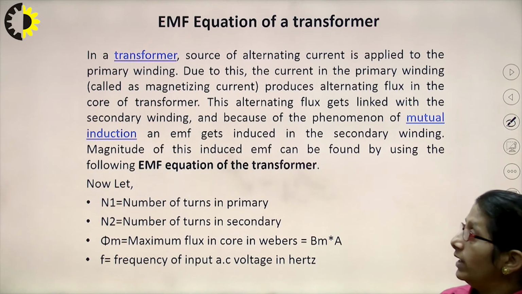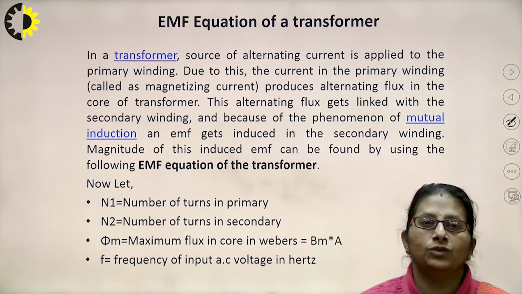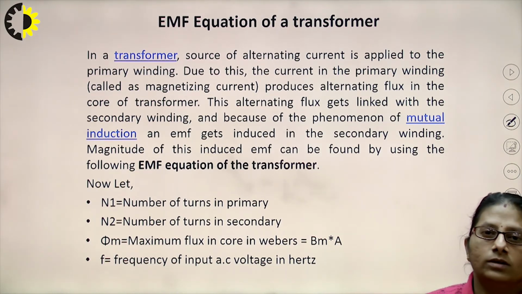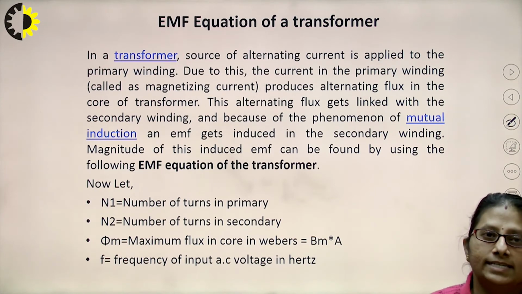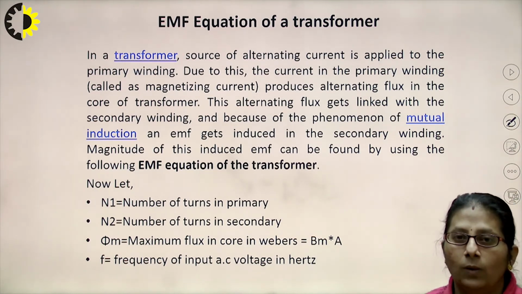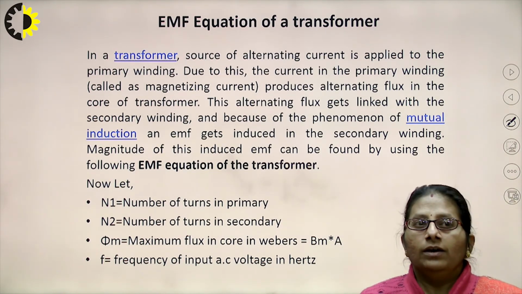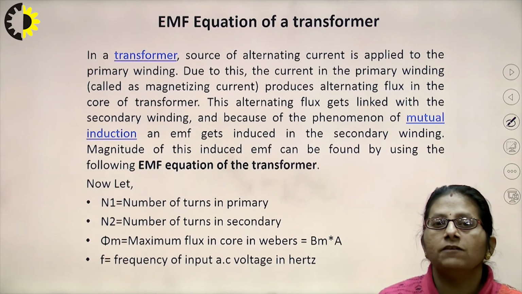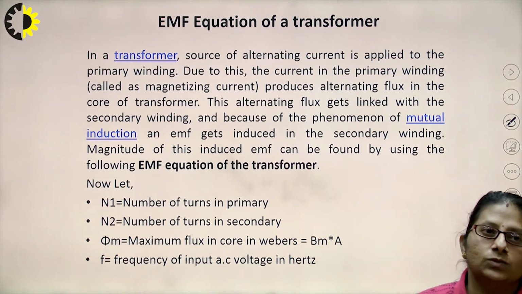Now, coming to a very important topic of the transformer, that is the EMF equation of the transformer. We have seen till now the working principle of the transformer. In a transformer, when the source of an alternating current is applied to the primary winding, the current in the primary winding, which we also call the magnetizing current, produces an alternating flux in the core of the transformer. Now, this alternating flux gets linked with the secondary winding.